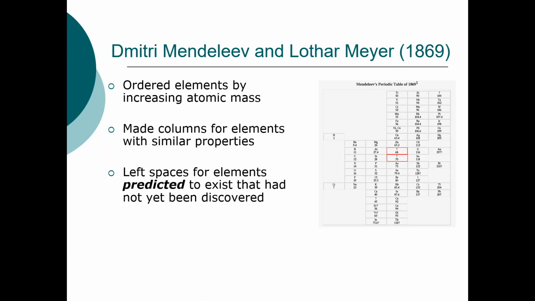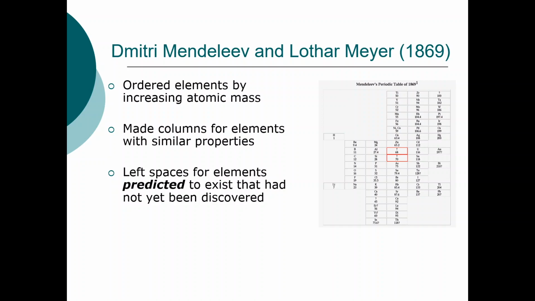Well, it started off back in 1869 with Mendeleev and Meyer. They were the first ones to organize the periodic table into columns. And these columns had elements with similar properties, which was interesting and one of the first times that this was done. In order to organize these into columns, they ordered the elements by increasing atomic mass.